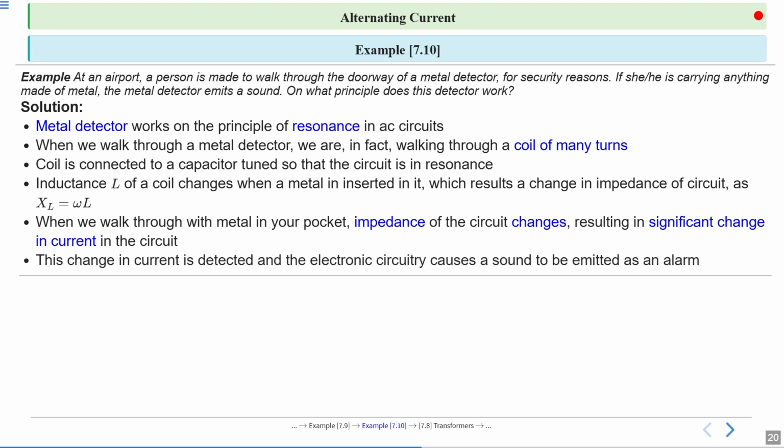And the setup is made up of some mechanism that if current is changing, if resonance condition is disturbed, then that electronic circuitry causes a sound to be emitted as an alarm. So it will emit a sound. So this is the principle of metal detector. This change in current is detected and electronic circuitry causes a sound to be emitted as an alarm. So resonance condition is disturbed, current in the circuit is changed, due to which alarm sound is emitted. Got it?